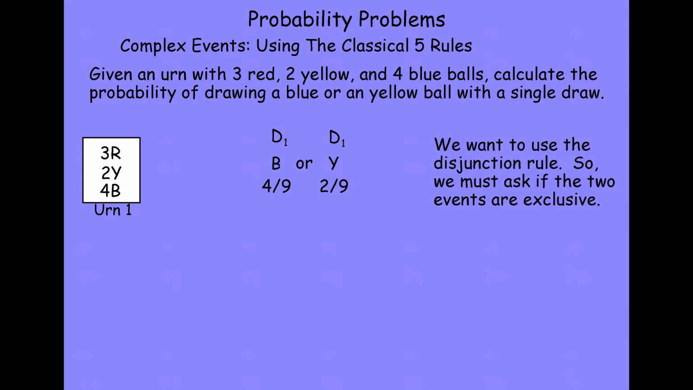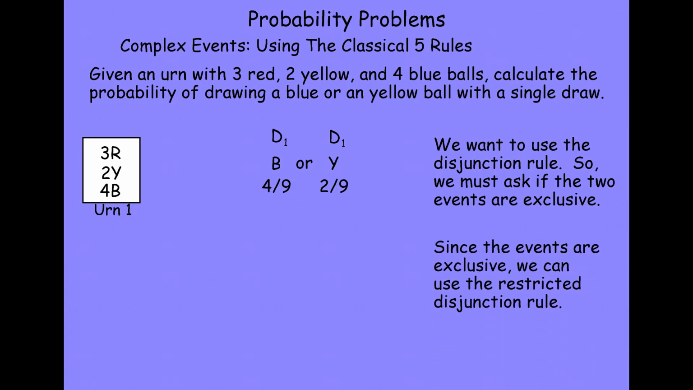Since I'm going to use the disjunction rule, I have to ask myself, are the 2 ways of getting a favorable outcome exclusive? That is, one happens or the other happens, but they can't both happen. So if it's exclusive, I can use the restricted disjunction rule. I look at this and I say, well, I've only got one draw. If I get a blue, then I didn't get a yellow. If I got a yellow, then I didn't get a blue. So the 2 ways of getting a favorable outcome are exclusive. They can't both happen. So I can use that restricted disjunction rule.